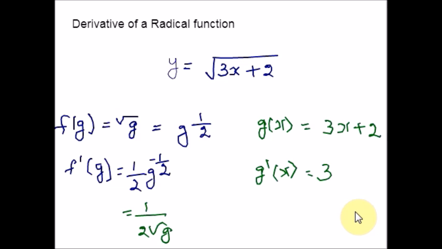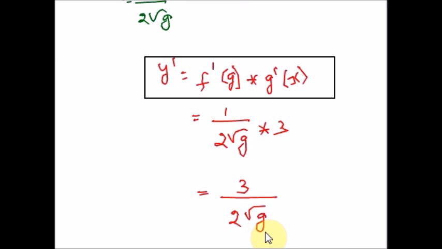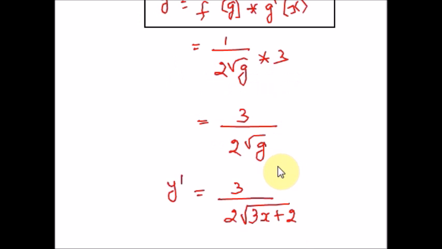Now we are going to combine the functions in the chain rule. Hope you remember the chain rule. I'll just write the rule on the board. So all you have to do is substitute the values we got for f dash of g and g dash of x. You just have to plug in 1 over 2 times square root of g times 3. So that would be 3 over. Please make sure that you substitute back the value we assumed for g. So g is nothing but 3x plus 2 here. So by replacing, we will get. That's it for this example. Hope you're clear with the application of chain rule in the radical function.